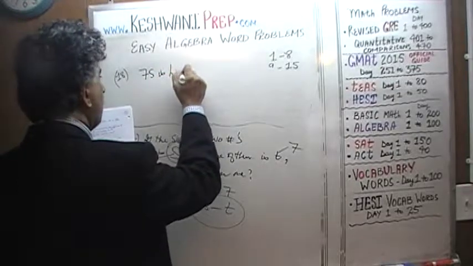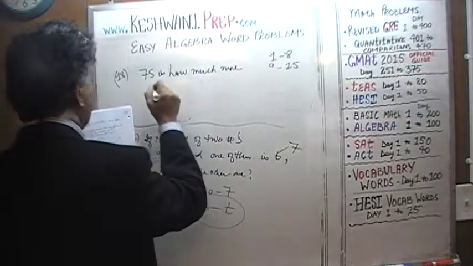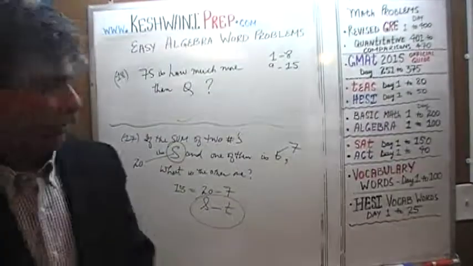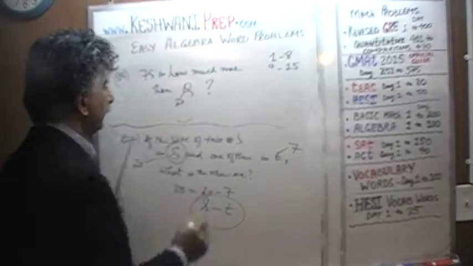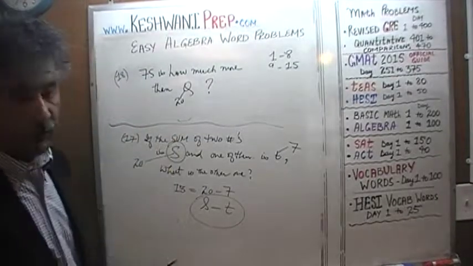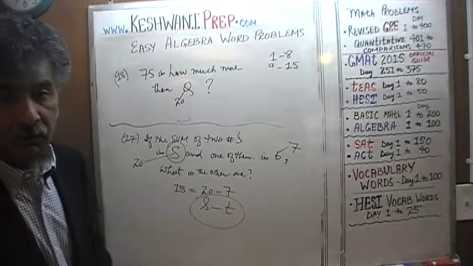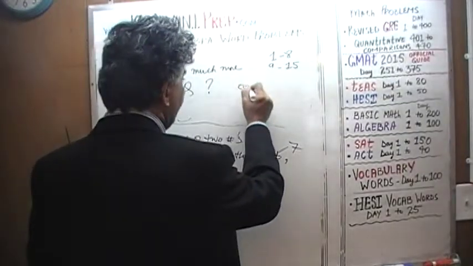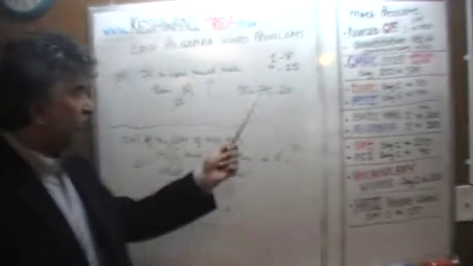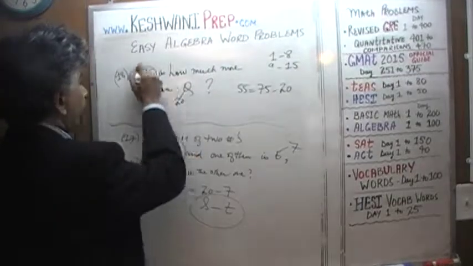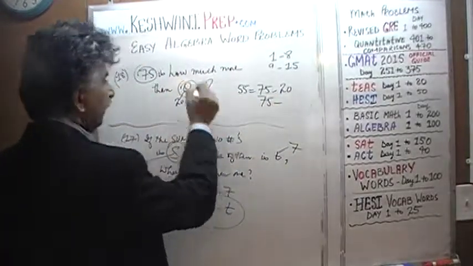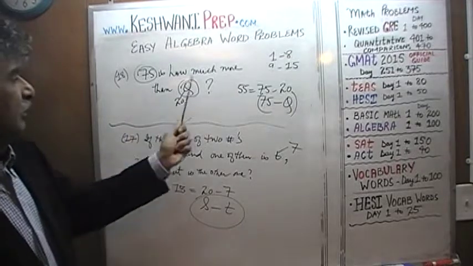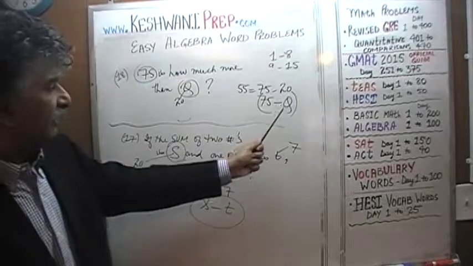75 is how much more than Q? Again, as always, we're going to plug in a number here. Let's just make up something. Let's put in 20 here. Now, can you tell me 75 is how much more than 20? Well, 75 is 55 more than 20. The question is, how did you arrive at 55? Well, 55 is simply 75 minus 20. There's your answer. All you have to do now is replace it with the variable. 75 remains 75 because it was given in the problem, minus 20, which we plugged in for Q. So the answer to this problem is 75 minus Q. The question was, 75 is how much more than Q? The answer is 75 is 75 minus Q more than Q.